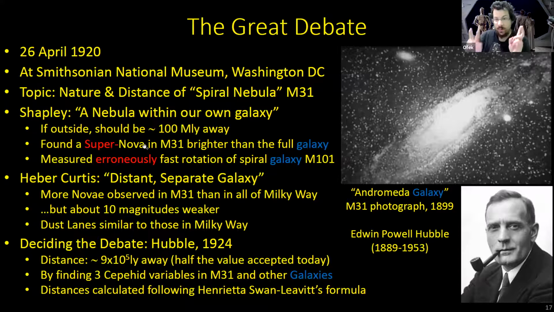And the so-called nova in M31, outshining the whole galaxy, was in fact not just a regular nova. It was what we today call a supernova. And in fact, supernovae, as we'll see next week when we talk about explosions, can produce as much luminosity for a brief time as an entire galaxy, outshining a full galaxy.